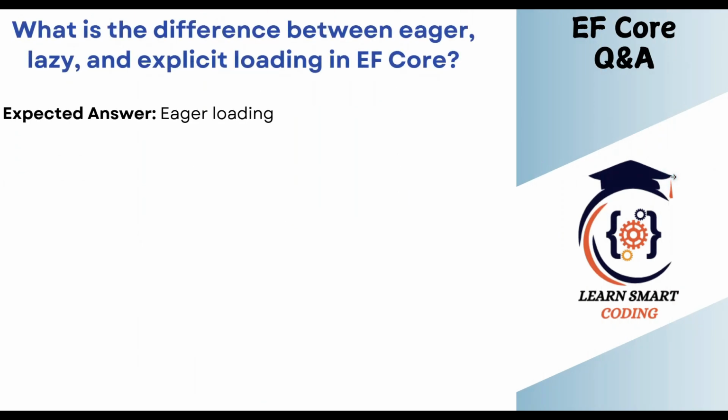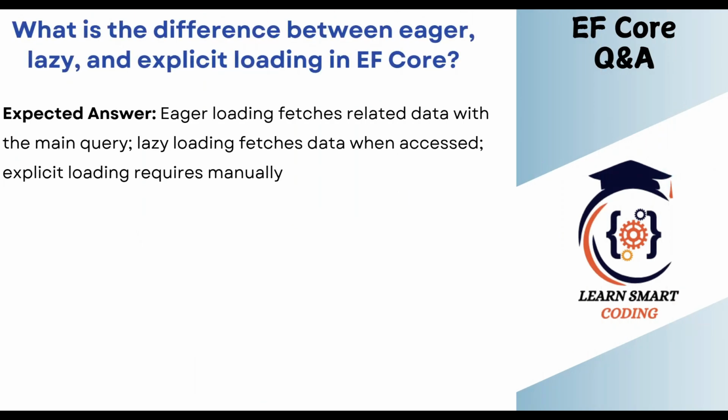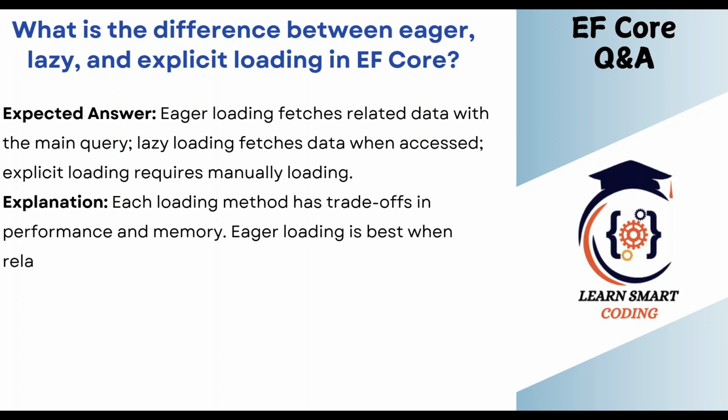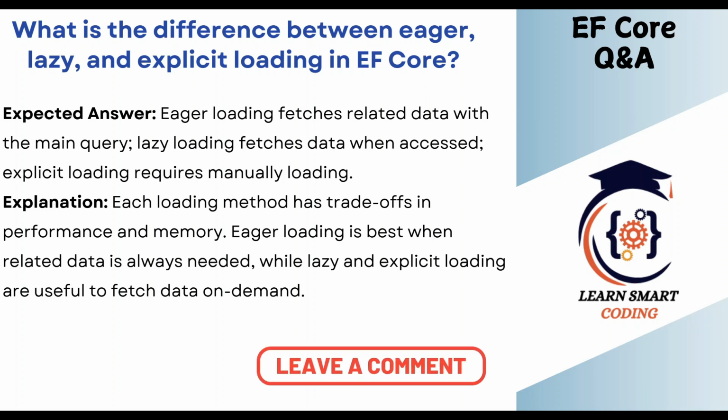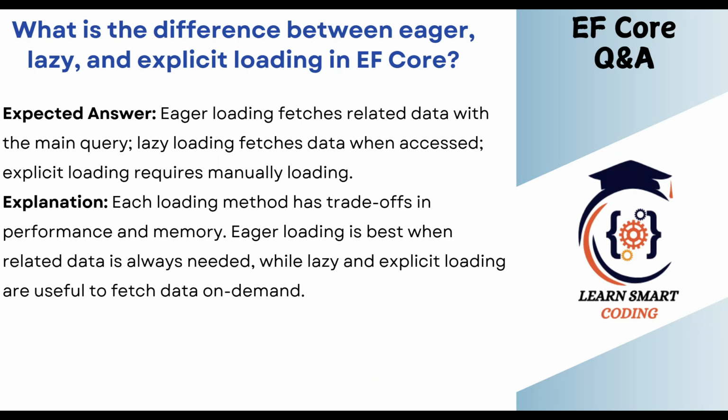All right, so the next one is, what is the difference between eager, lazy and explicit loading? This is super important. Basically, eager loading means it fetches the related data with the main query itself. Lazy loading fetches the data when it is required, but explicit loading means you manually load the data. Every time you load data, for example, there are a couple of tables having a child and parent relationship. If you want eager loading, every single piece of data of those relationships is loaded in one shot.